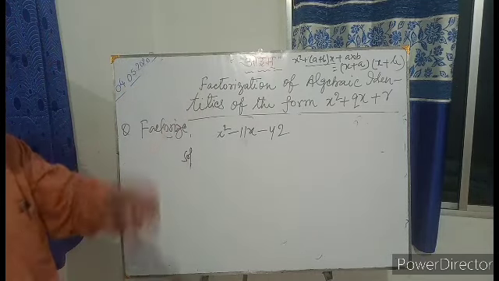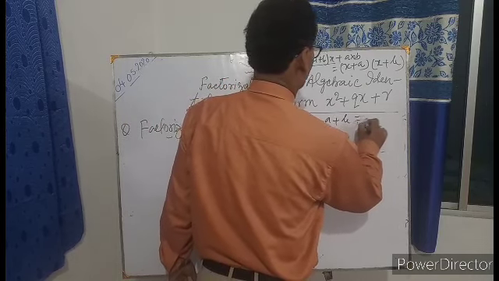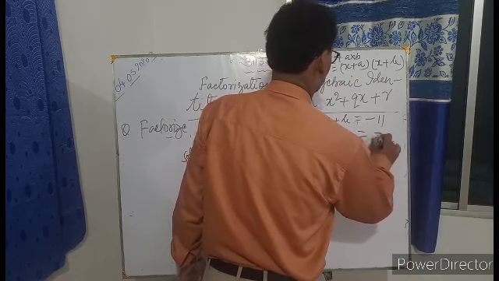What is a plus b? What should be a plus b? a plus b should be equal to -11. And what should be a into b? It should be equal to -42.